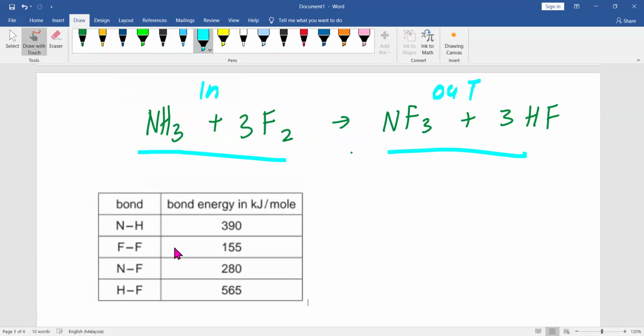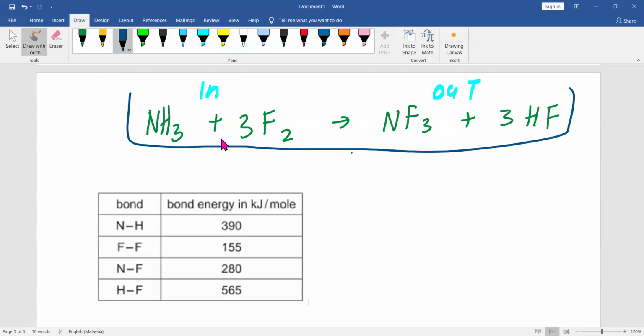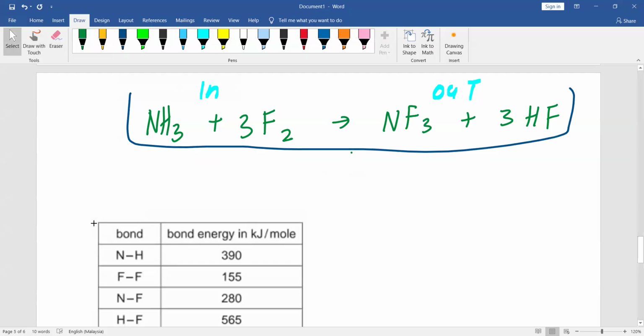What do you think you should do first? Draw the bonds. The first thing you should do is draw the bonds, right or not? That's the first thing you do. Do you know what to draw? You draw the displayed formula. You know what I'm talking about? Okay, draw.